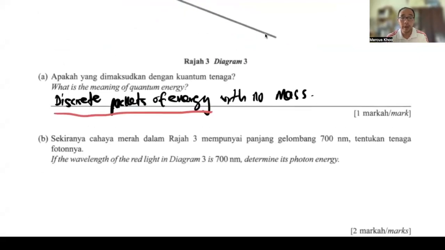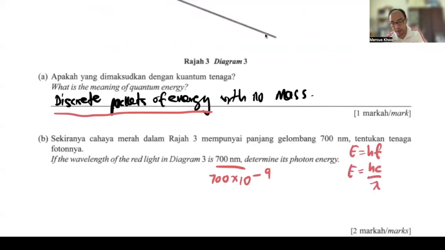Okay, now if the wavelength of the red light is 700 nanometers, I want to point out that 700 nanometers is 700 times 10 to the power negative 9. Very, very common. Determine its photon energy. Of course, for photon energy, we know there are two formulas: either E equals HF or E equals HC over lambda.